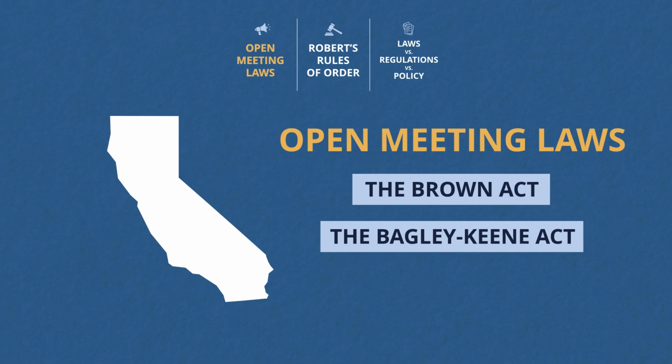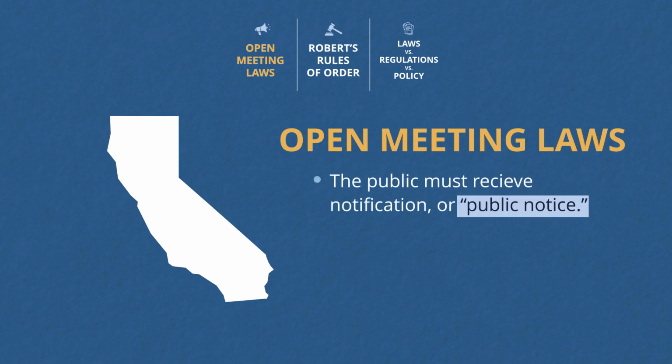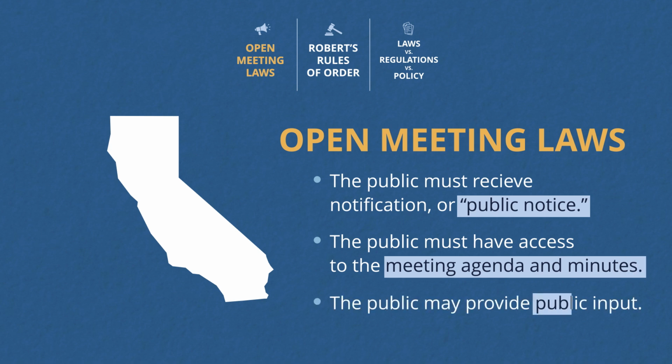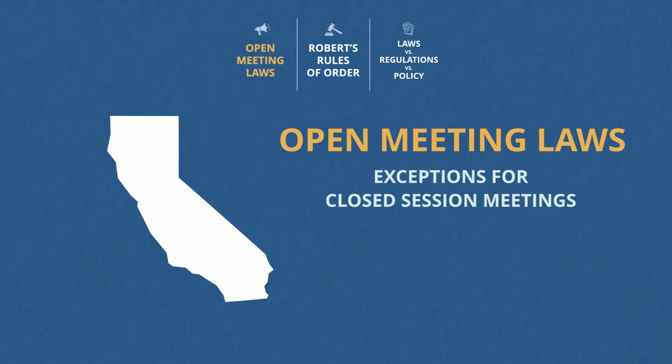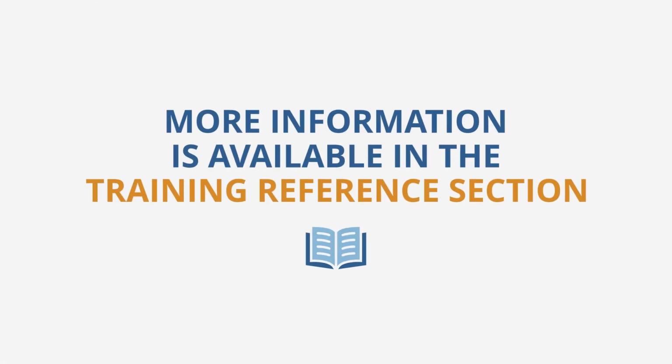Simply put, this means that if a meeting is going to be conducted by local or state government, the public must receive notification or public notice, have access to the meeting agenda and minutes, and may provide public input. The open meeting laws also allow exceptions for closed session meetings where the public is not allowed. For example, there may be issues related to confidentiality, such as personnel or discussions related to a minor. More information on these acts is available in the training reference section.